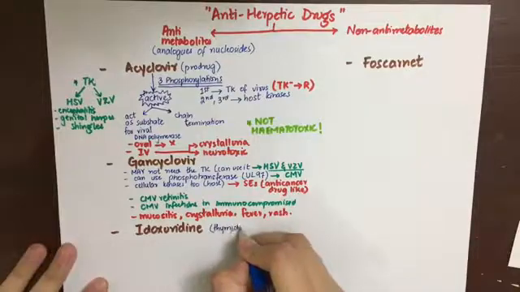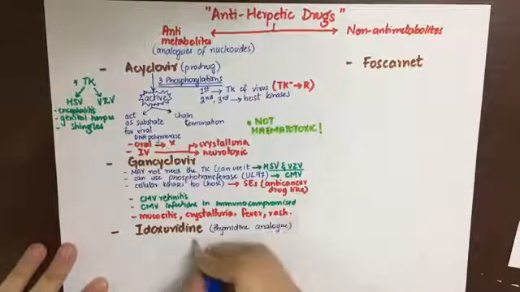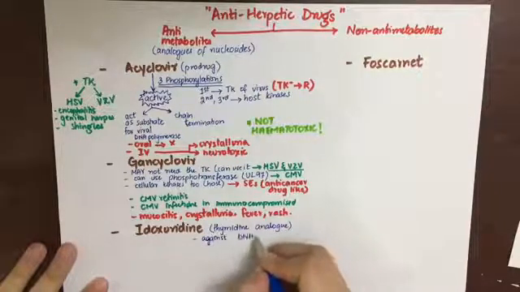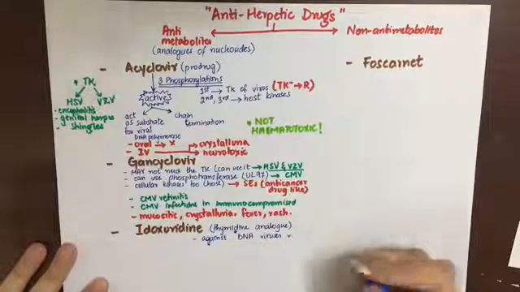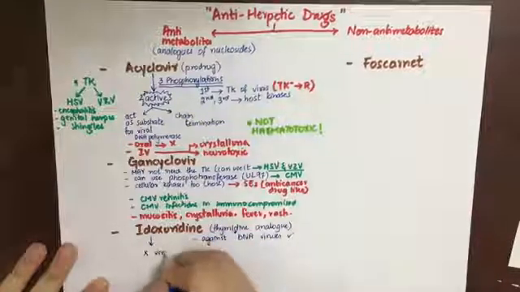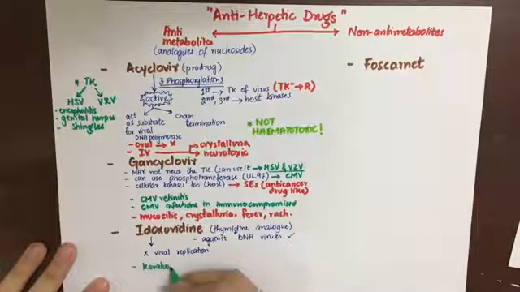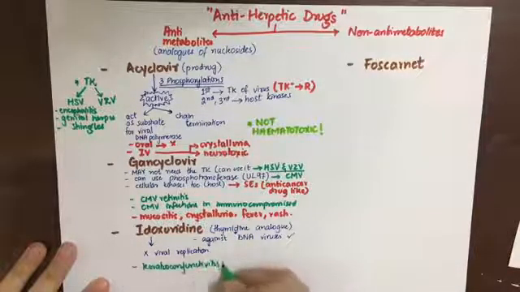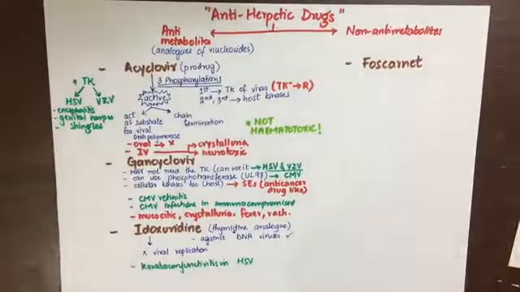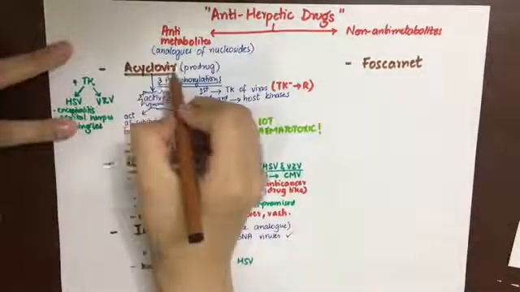Idoxuridine is a thymidine analog, and as we know, thymine is only present in the DNA, that's why it will only act against the DNA viruses by converting into the triphosphate form and thus inhibiting viral DNA synthesis and thus replication. It can be used in keratoconjunctivitis of HSV.